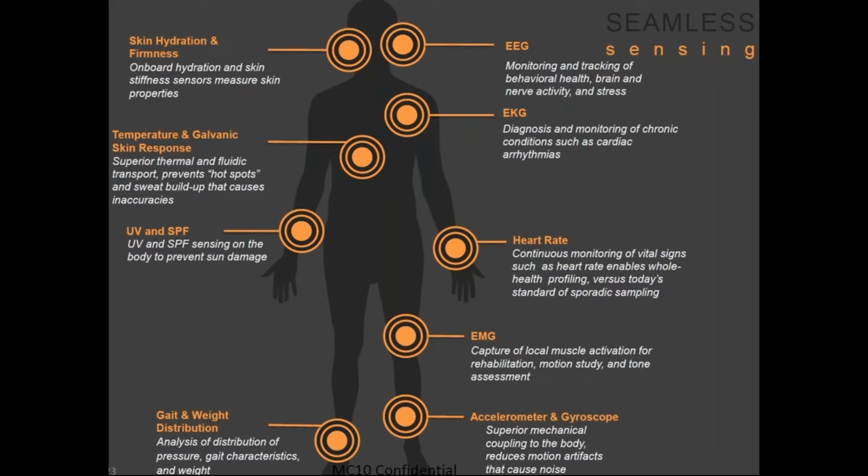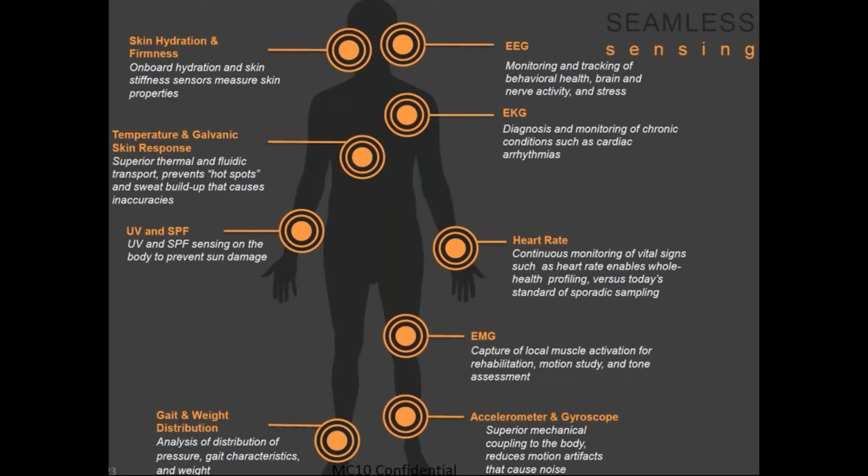A few of the sensors that could be used in wearable technology are EEG. Let us start with EEG. What shall it be able to monitor? It shall be able to monitor and track behavioral health, brain and nerve activity, and stress. In fact, today I shall be presenting a very short case study of what our lab and our students are doing a project on. It uses wearable ECG, wearable EEG, and all those things.